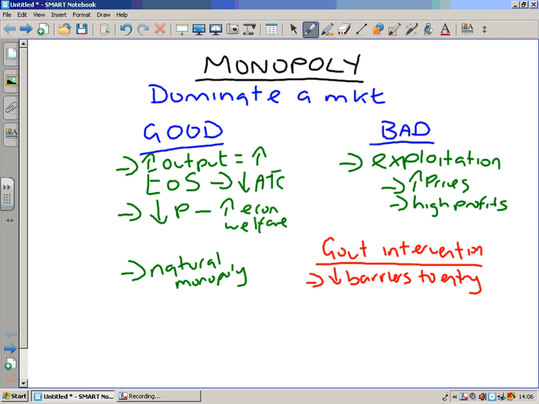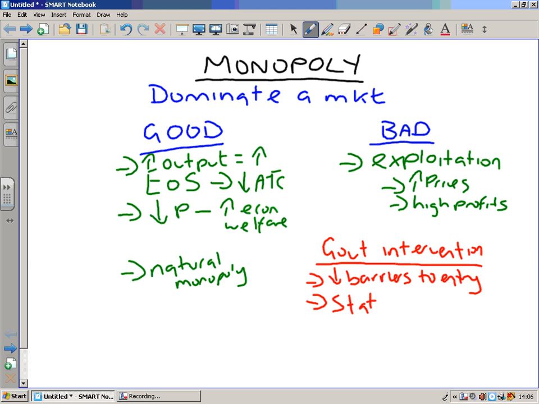Maybe challenging a big established brand is difficult due to the reputation that firm has got. What the government can do is try to reduce these barriers to entry. It might give subsidies to new firms to produce a particular product, help them enter that market and compete with existing firms. If there's competition, monopolists should behave well. They won't be able to exploit people anymore because if they do, customers will start to go elsewhere.